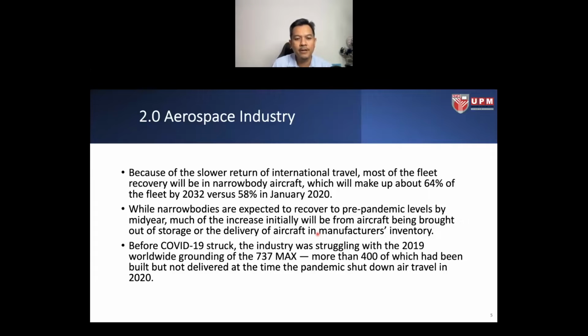And before COVID-19 happened, the industry was struggling with the 2019 worldwide grounding. This is well known, the Boeing 737 MAX. More than 400 of which had been built but not delivered at the time, because of the pandemic shutdown. They have already resolved the issue with regard to the 737 MAX design of the engine and so on, but they cannot deliver the aircraft.